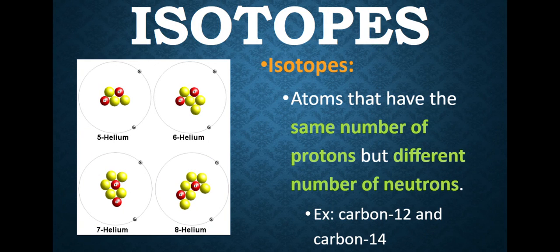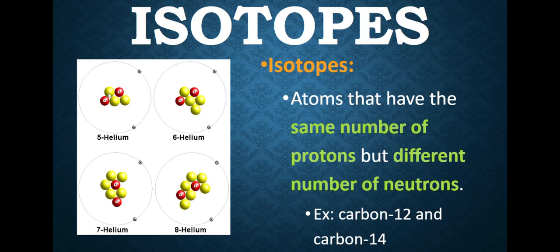Isotopes are simply defined as atoms that have the same number of protons but a different number of neutrons. Examples of this include carbon 12 and carbon 14. If you look at this picture to the left, you'll see that we have four Bohr models of helium. Inside of each of these Bohr models of helium, you'll see that there are two protons. These are the red orbs with the plus signs.